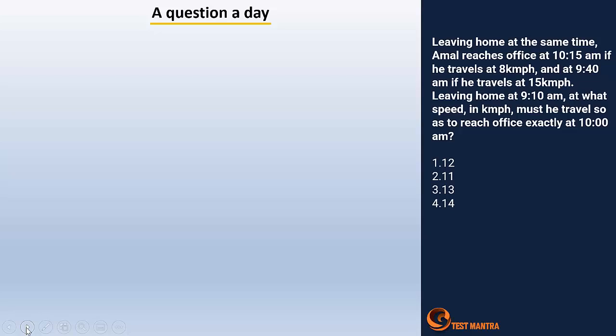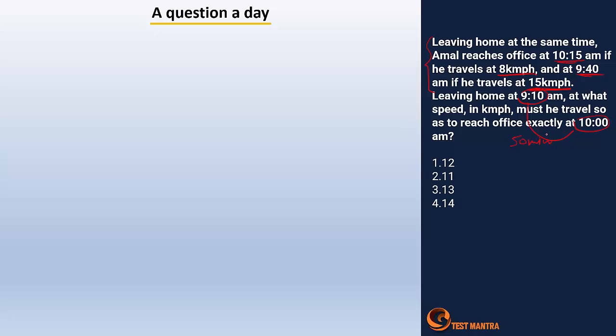It's given: leaving home at the same time, Amal reaches office at 10:15 am if he travels at 8 kilometers per hour, and at 9:40 am if he travels at 15 kilometers per hour. So this is my basic information given. Leaving home at 9:10, at what speed in kilometers per hour must you travel so as to reach office exactly at 10 am? That means the total time taken is nothing but 50 minutes. I'll just mark this part.